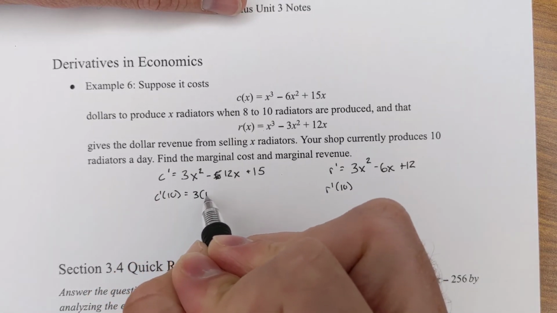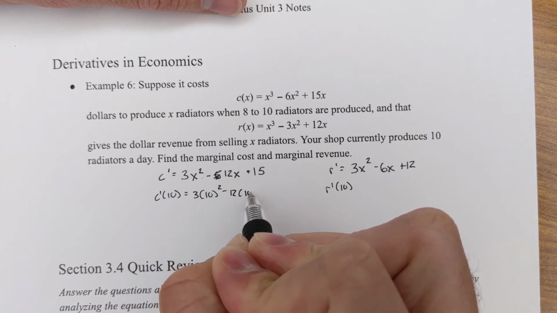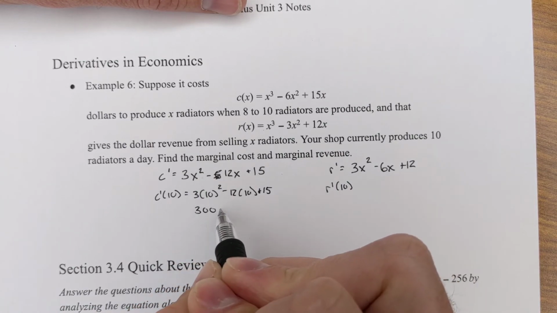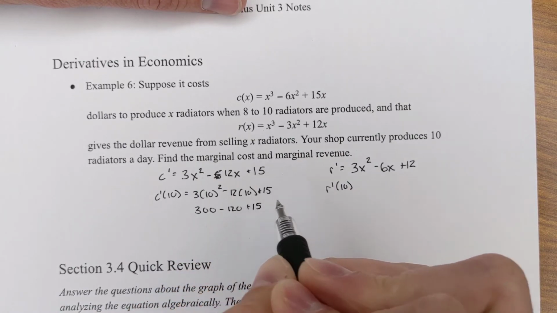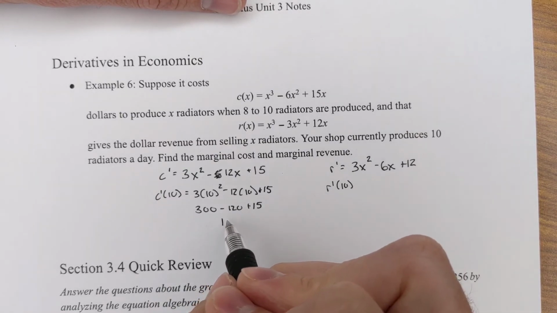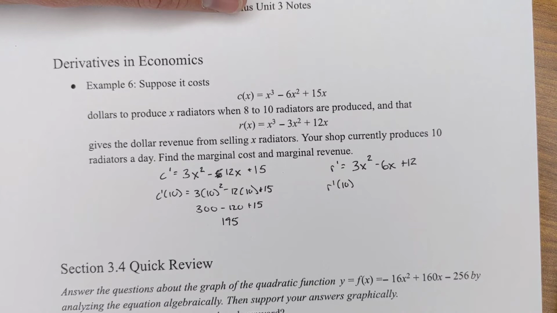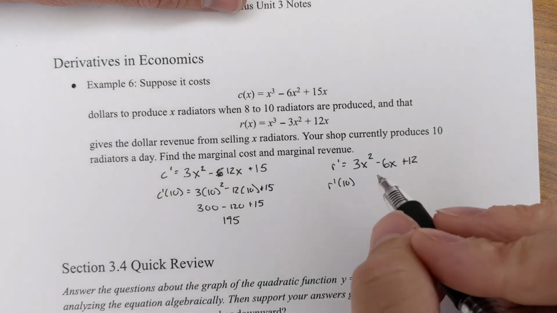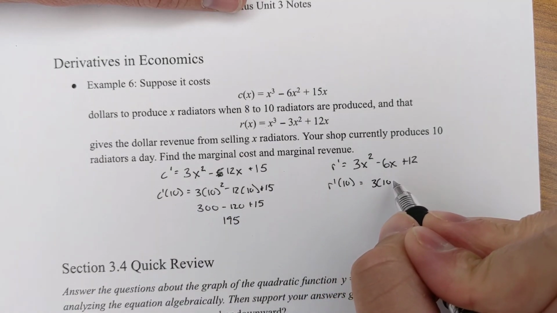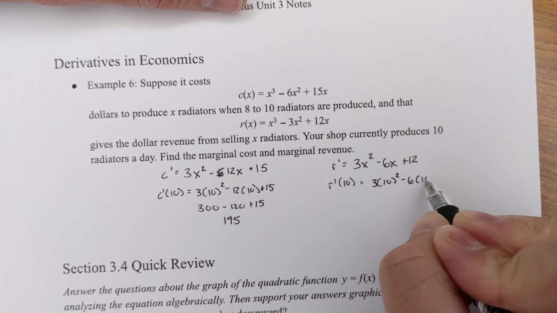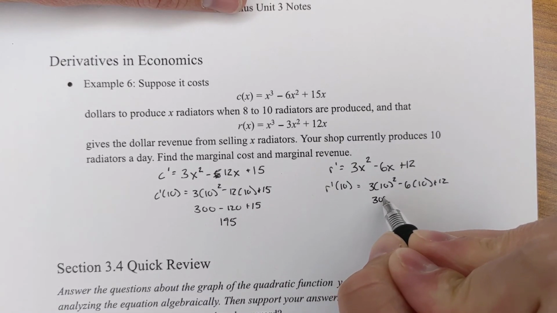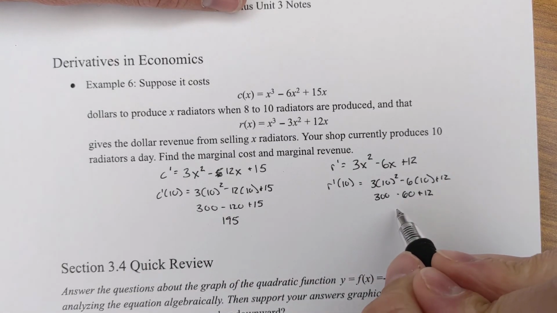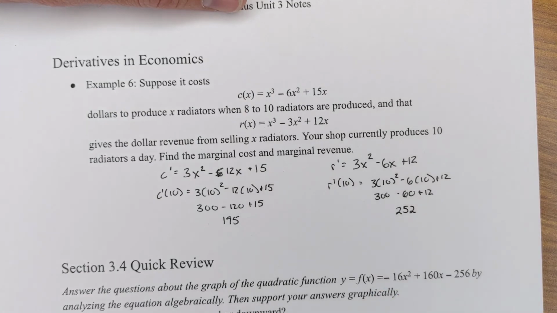So this is 3 times 10 squared minus 12 times 10 plus 15. So this is 300 minus 120 plus 15, so that's 195. Over here, we've got 3 times 10 squared minus 6 times 10 plus 12, so that's 300 minus 60 plus 12. So that's 240 plus 12, so that's 252.